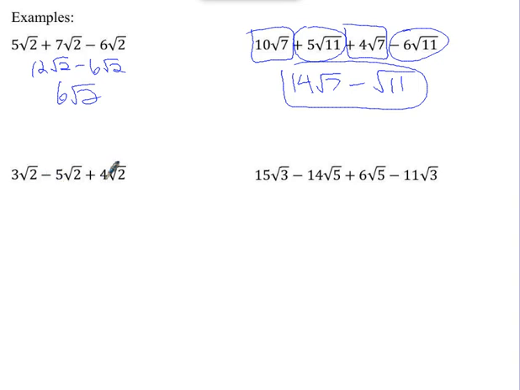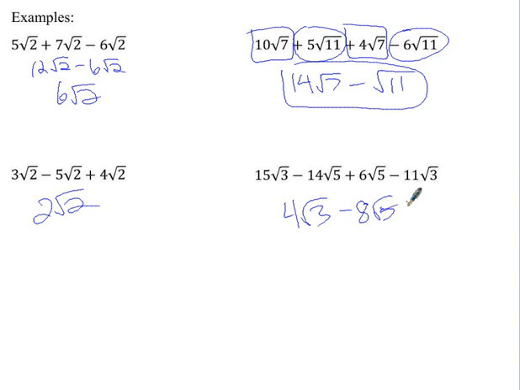These are all like terms here. The square root of 2's in each of those terms are like terms, so we get 2 square root 2. And not all like terms there, but we can still combine some like terms. What do we get? 15 square root 3 minus 11 square root 3. Yep, 4 root 3. And then negative 14 root 5 plus 6 root 5 would be negative 8 square root 5.